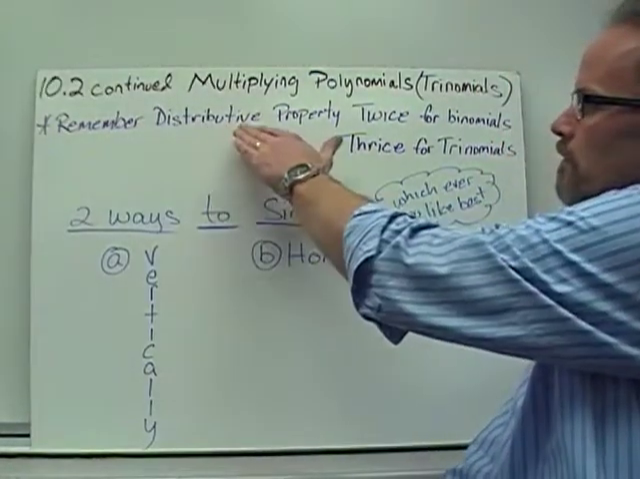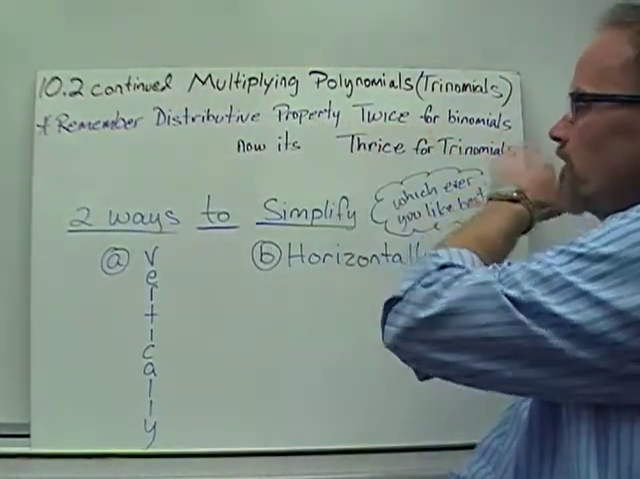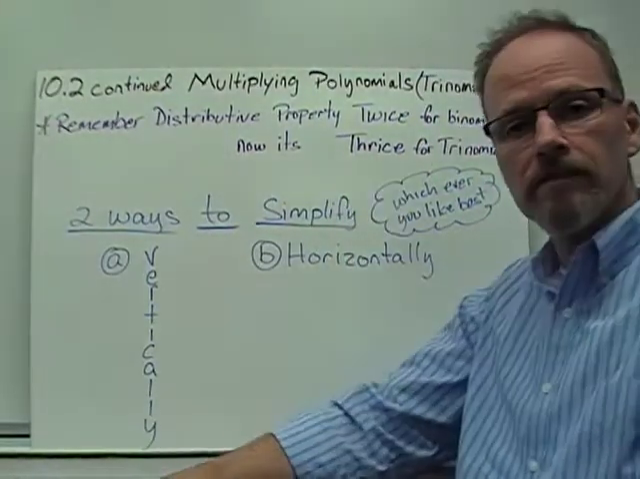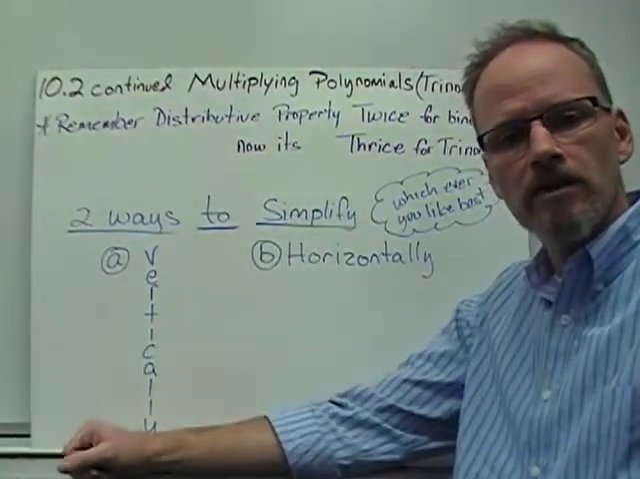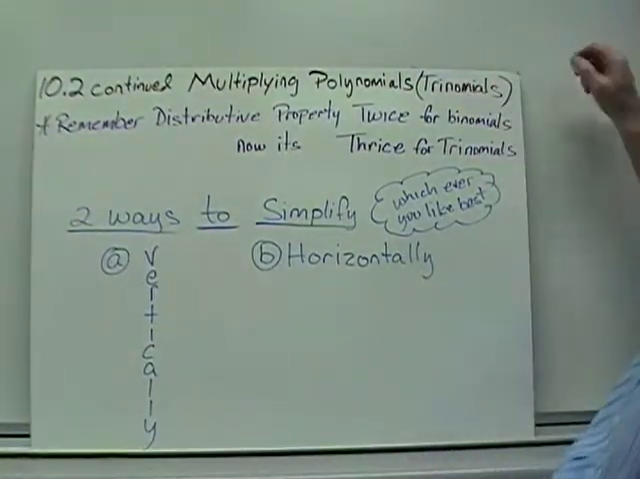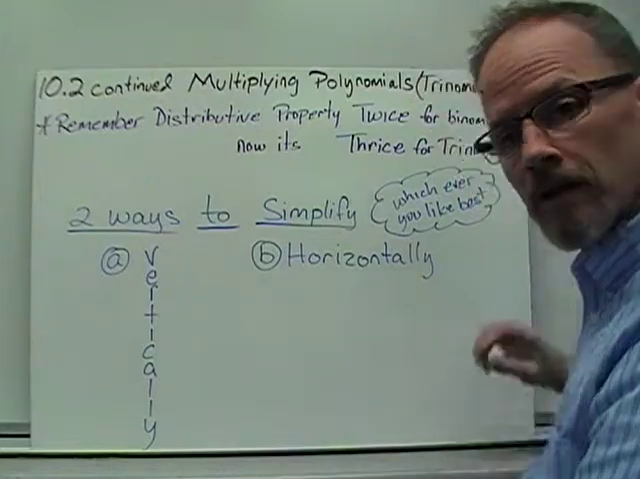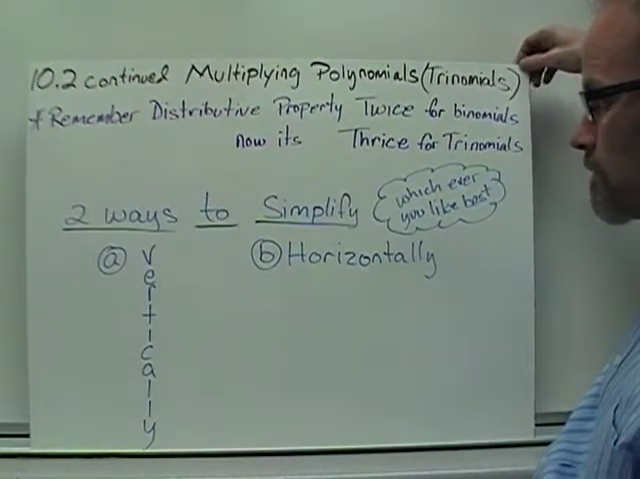Remember, with the distributive property, we used it twice for binomials. Well, we're going to use it thrice, 3 times for trinomials. And you're allowed to use whichever you like best at the end of the day.